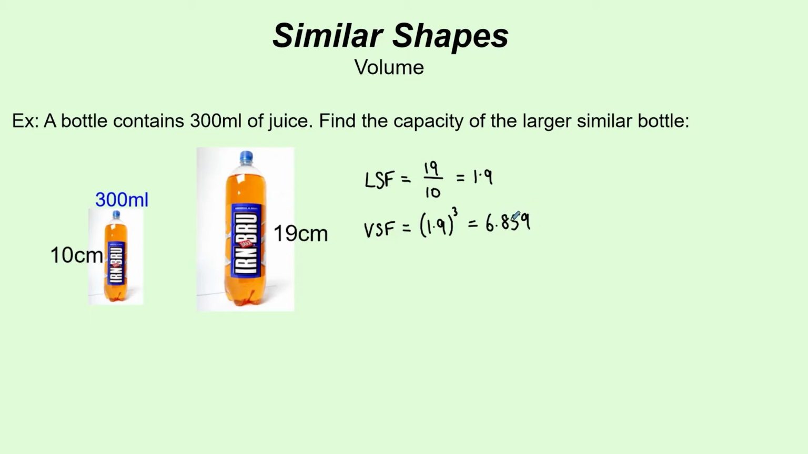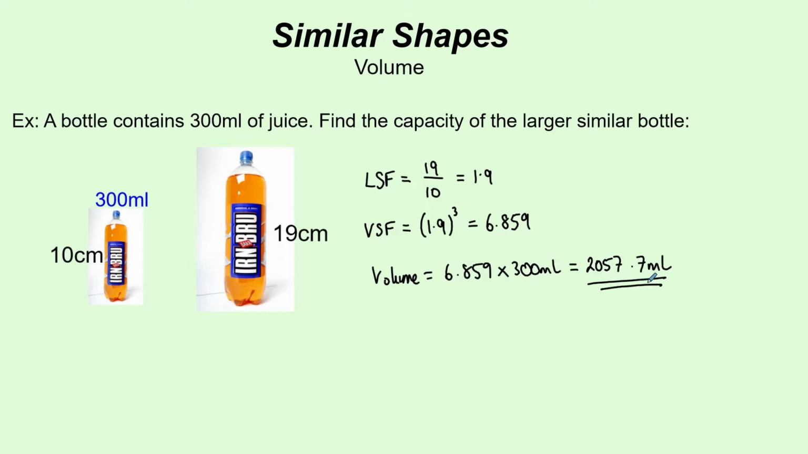answer. So we're going to take that 6.859 and say the volume of the bigger bottle is 6.859 times the smaller bottle, so times the 300 millilitres. Remember, a millilitre is a cubic centimetre, so we could convert that quite easily. Times our scale factor and we get 2057.7 millilitres as our volume, the capacity of the bigger bottle if it was filled right up to the very top. Okay, and that's how you complete a volume scale factor question.